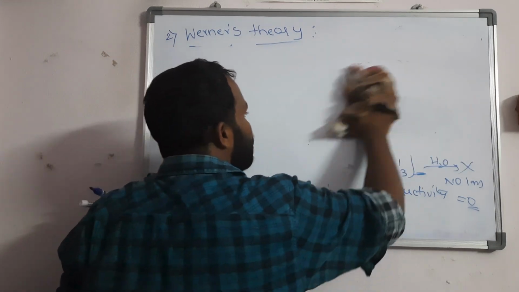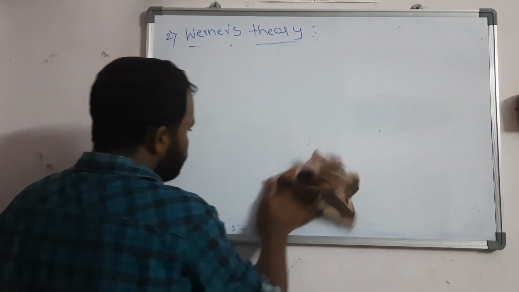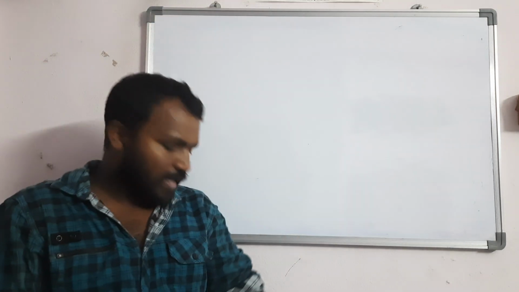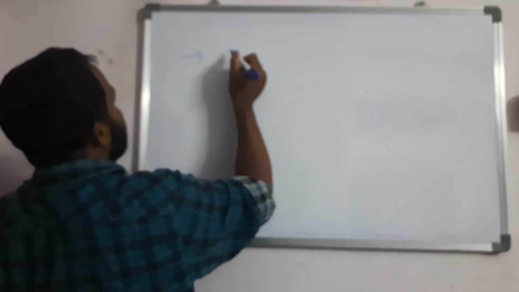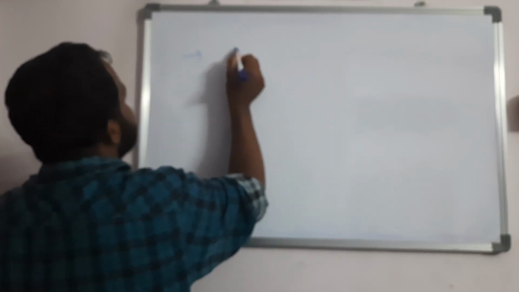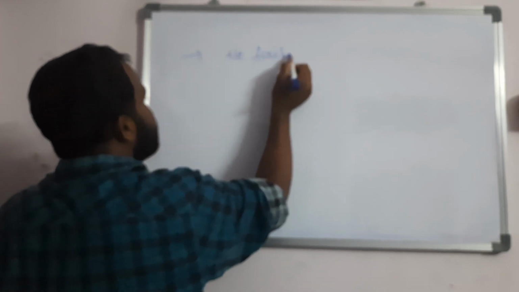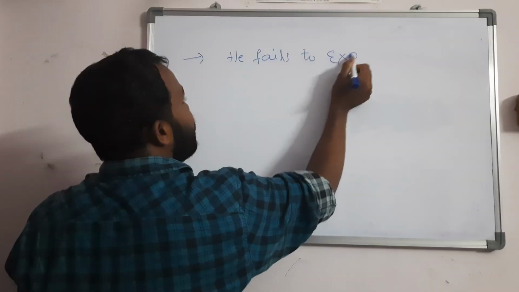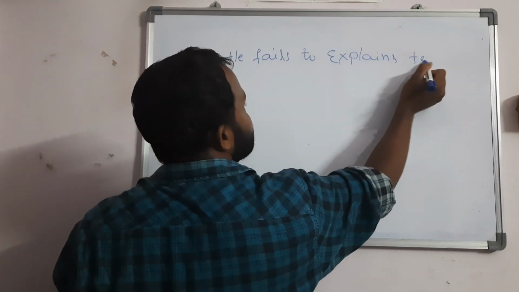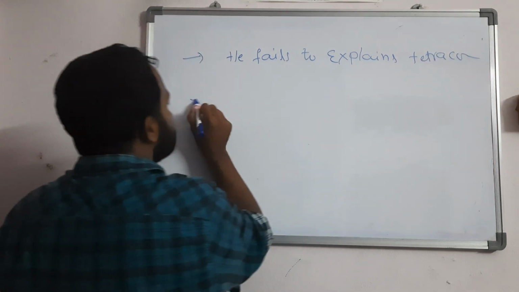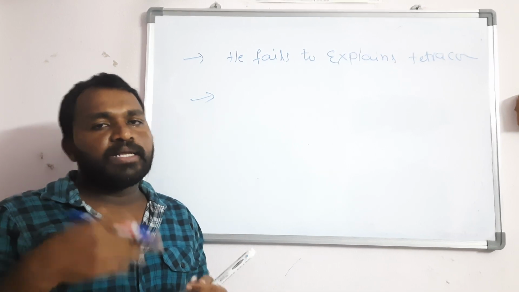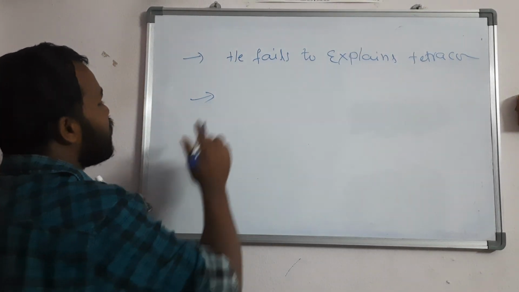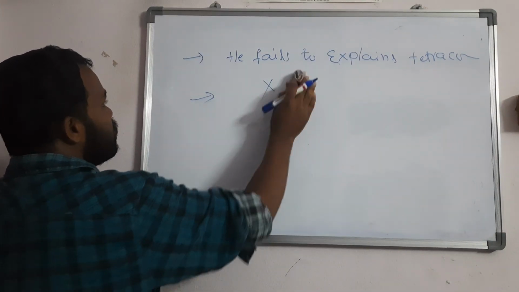The main drawback of Werner theory is that he only explains octahedral complexes. He does not explain tetrahedral complexes or 4-coordinated complexes, and he also doesn't give the geometry, hybridization, color property, or magnetic properties. Hence Werner's theory was also rejected.